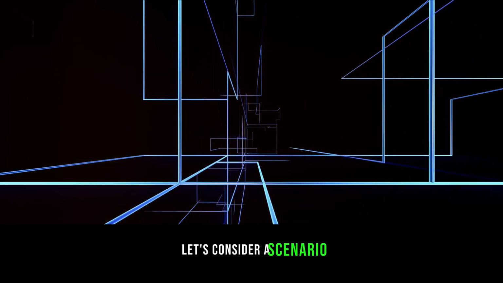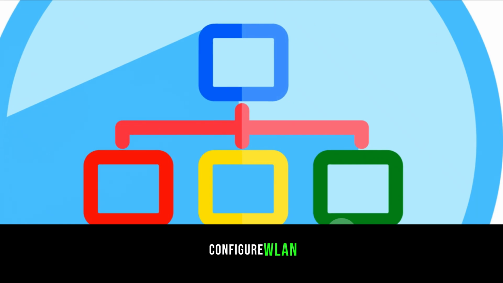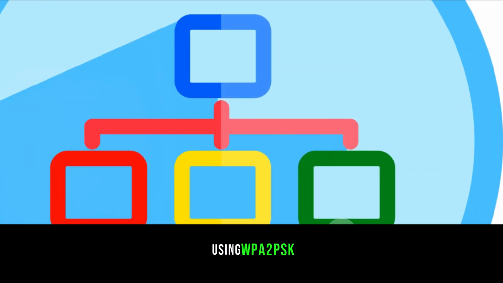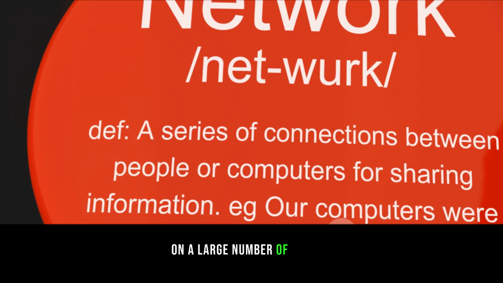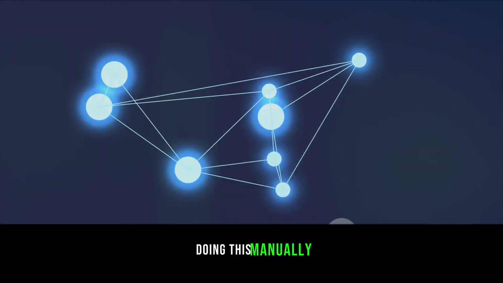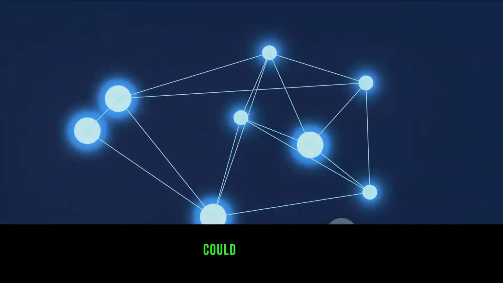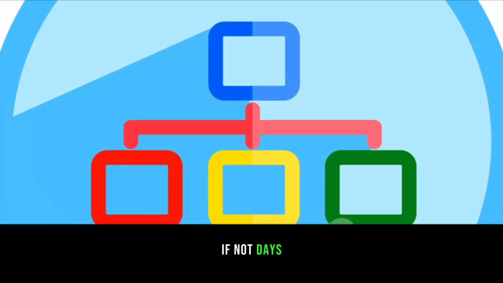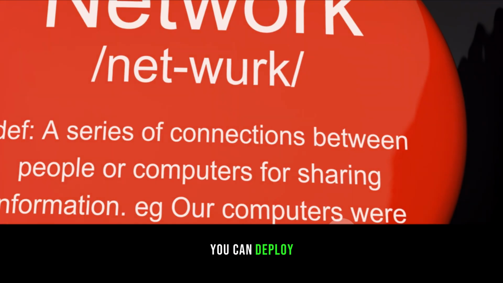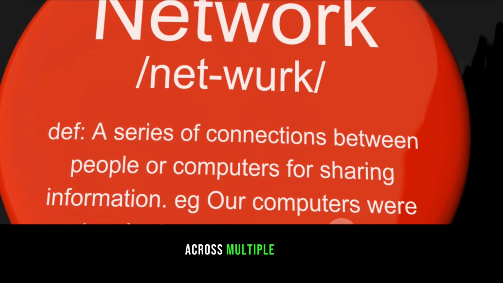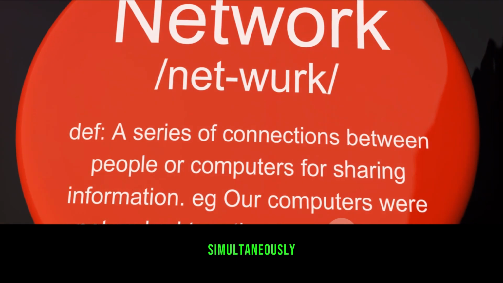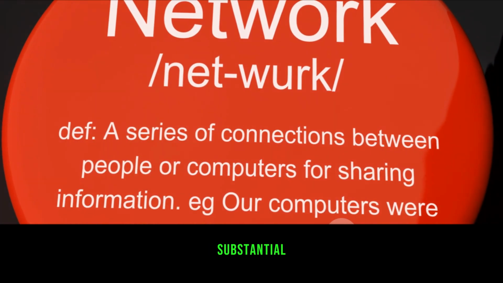Let's consider a scenario. You have to configure WLAN using WPA2 PSK on a large number of devices. Doing this manually, one device at a time, could take hours, if not days. But with automation, you can deploy configurations across multiple devices simultaneously. The time saved here is substantial.